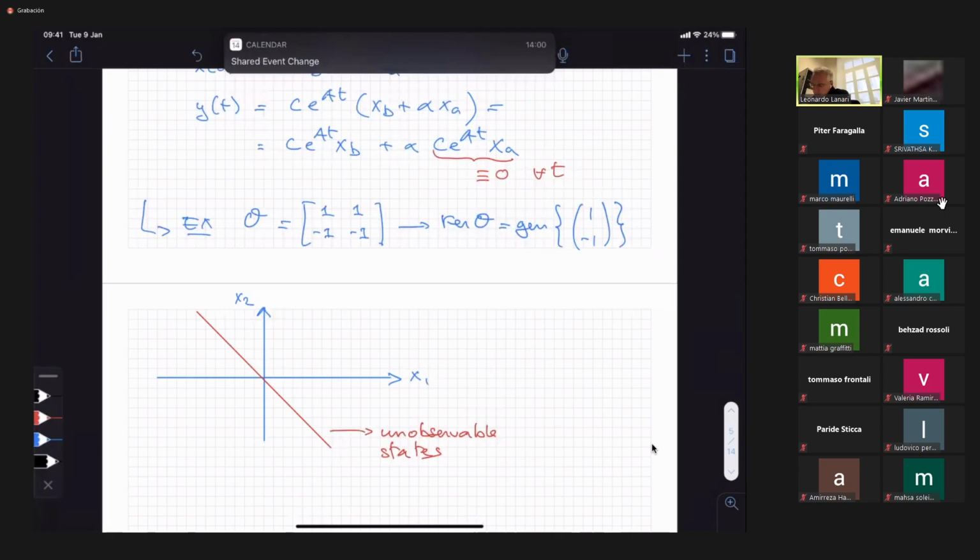Well, if we choose an initial condition like XB here, with these coordinates, we're saying that XB plus any vector, so any parallel, would produce the same state evolution. So any other initial state here produces the same state evolution as that XB.